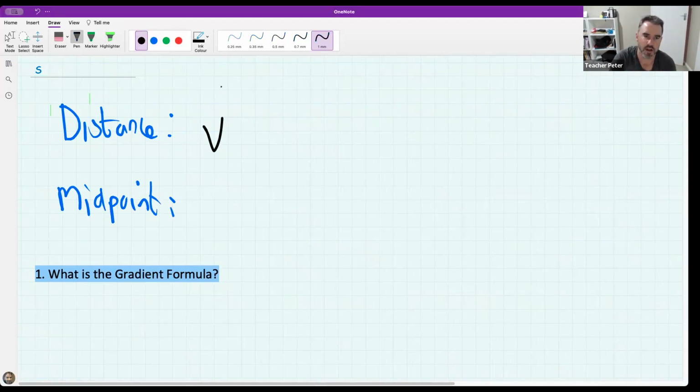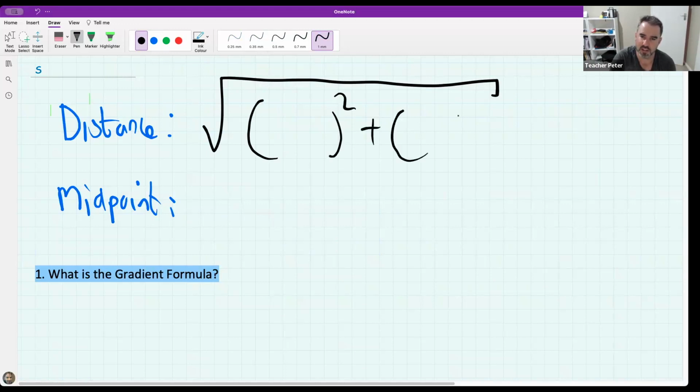And so just to remind you what that looks like, the distance formula between 2 points is kind of like Pythagoras. The first part has the difference in the x values, and then the second part is the difference in the y values. And that's how we find the distance between any 2 points on the Cartesian plane.